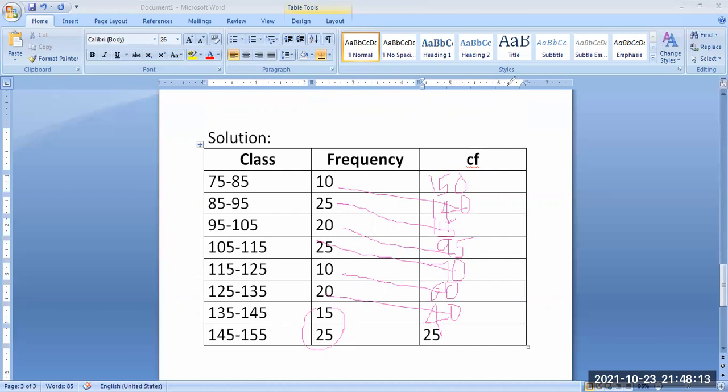So I am removing all those numbers. Sir, we should not do it from the top, only from the bottom we have to start? Yes, since the more than frequency is given, we start from the bottom; for less than, we would do it from the top. Actually, this cumulative frequency we have done just for our testing. See, CF is not required in the problem.